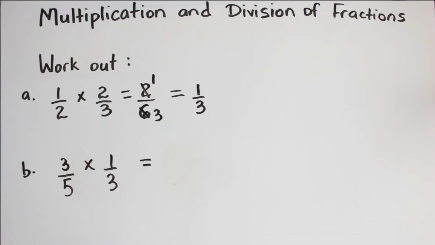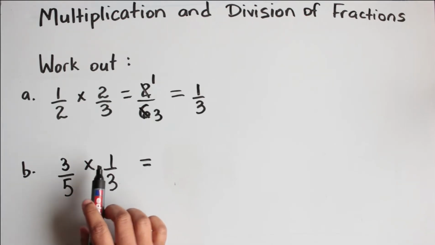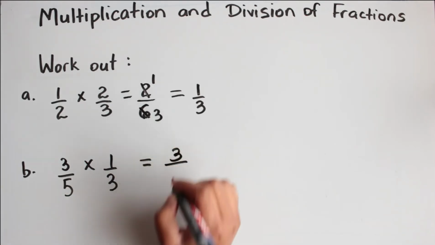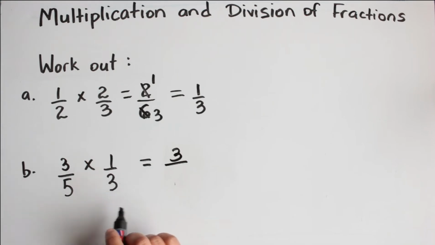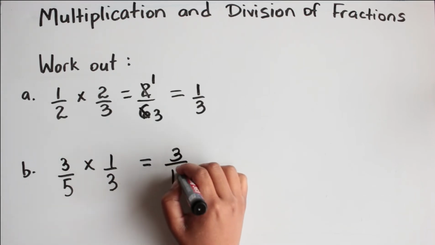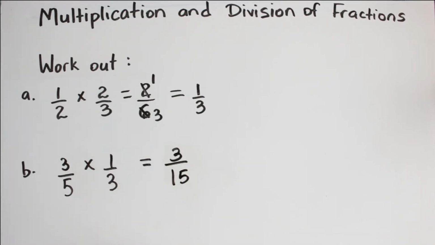Okay, so looking at this one, again, we multiply numerator by numerator. In this case, it's 3 times 1, 3. And then denominator by denominator, 5 times 3, 15. We check to see if our answer can be simplified. In this case, it can be.